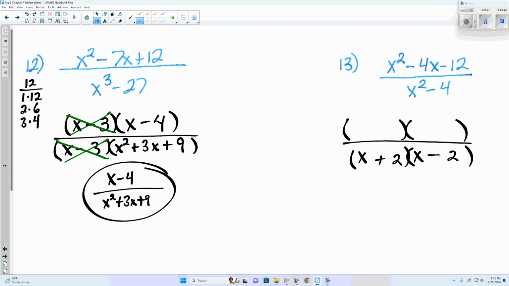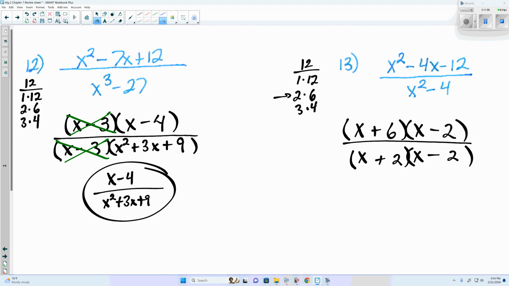Now x squared minus 4x plus 12, since the 12 is negative, our signs are opposite. The third term's negative, the signs are opposite. The only factors of x squared are x and x. Factors of 12 are 1 and 12, 2 and 6, 3 and 4. If we want to get something to match up, we'll probably use 2 and 6. So we'll plug those in there.